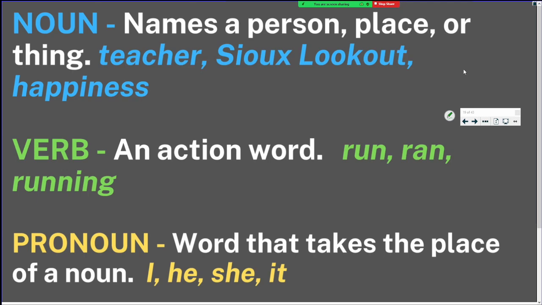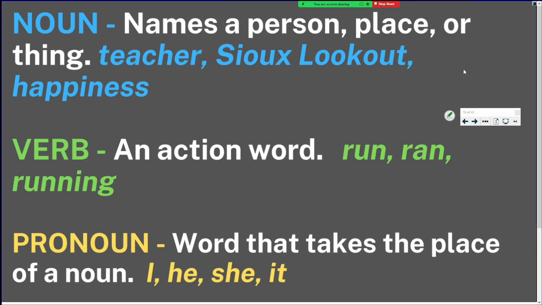So a noun names a person, place, or thing. Examples include teacher, Sioux Lookout, happiness. Sioux Lookout is a proper noun, so it's capitalized, capital S, capital L. So sometimes nouns are things in general. Sometimes they are very specific things, like a specific town or a specific person, or sometimes they're ideas, like happiness or democracy.